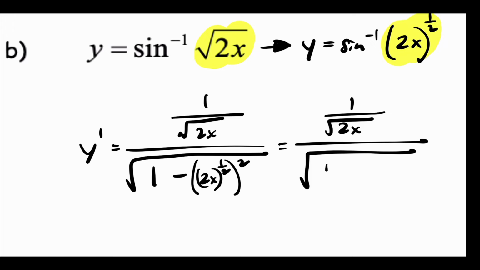So I got 1 minus, what's 1/2 power to the second power? Do I add or multiply the powers? Multiply the powers. When I multiply the powers, what do I get? 1. So that means 2x to the first power, which is just 2x. Okay.